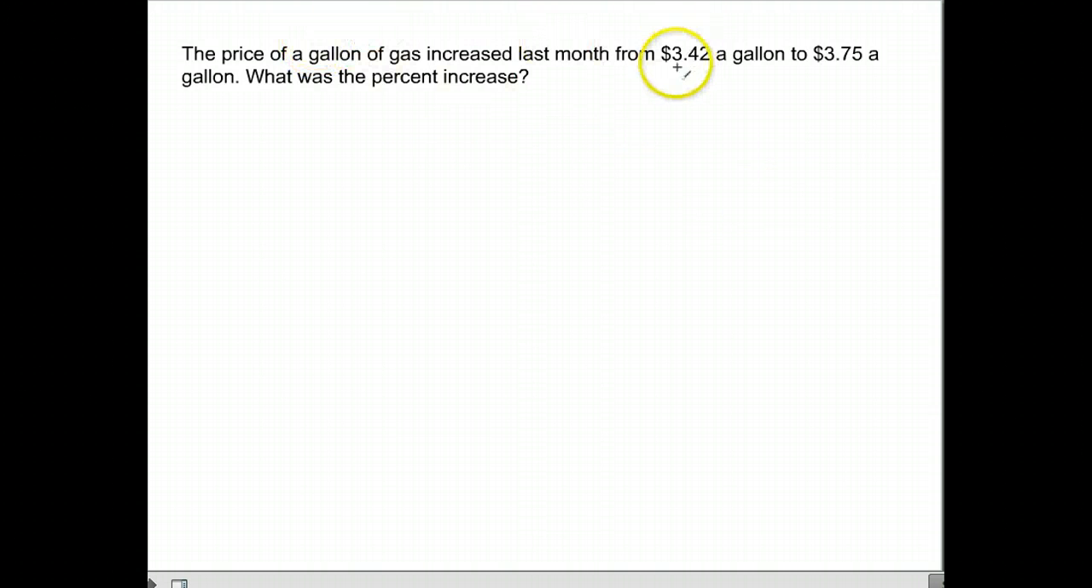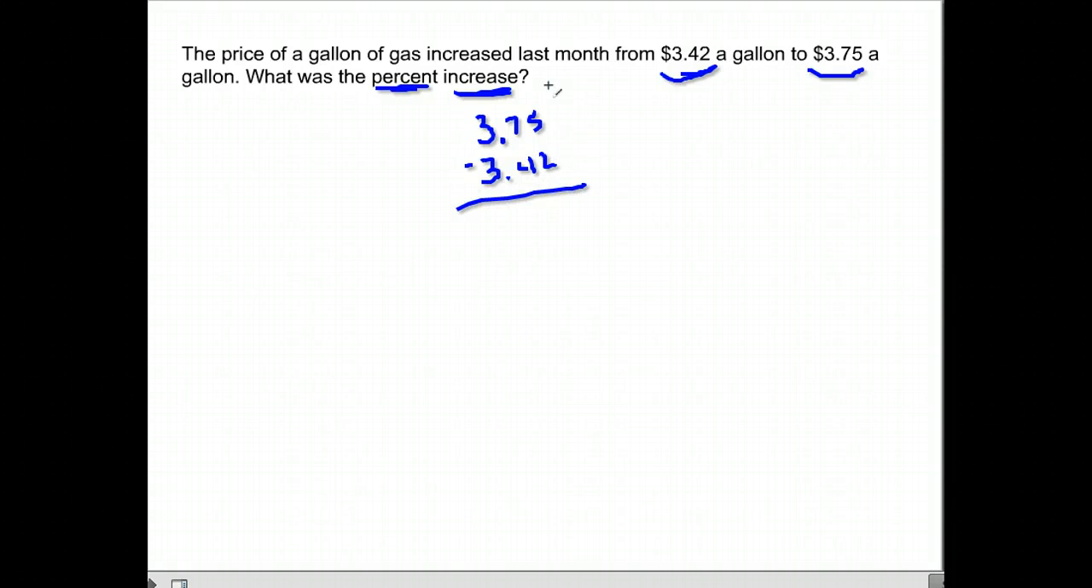Okay, the price of a gallon of gas last month was $3.42, and a gallon is $3.75 now. What was the percent of increase? Okay, so notice percent increase. First we need to know how much of an increase we had. Well, it's now $3.75, and it was $3.42. So that's a difference of 33 cents. It increased by 33 cents.